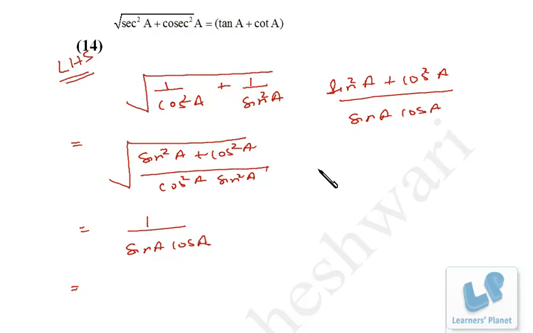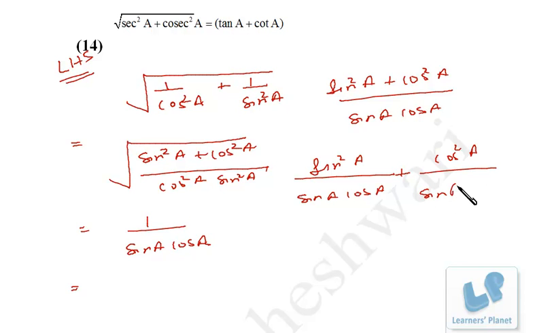Now I just break the LCM. So it's sin square a upon sin a cos a plus cos square a upon sin a cos a, right? So it's sin a by cos a, that is tan a, and this is cos a by sin a, that is cot a, and that is the right hand side. Okay, I hope you are getting me. It's pretty simple, just a bit of a twist is there. Instead of 1 you have to put this value, right? So you can break the LCM and you can arrive at the right hand side.